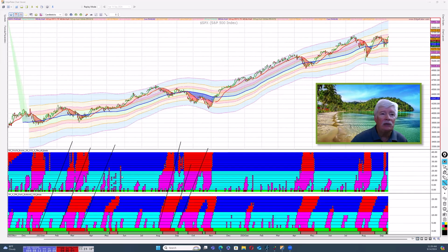The other thing that you could look at is you had pullbacks, but then you have opportunities to get back in on a continuation trade. Right there. Right there. Right there. So you could actually get in on trades if you know how to run these indicators.